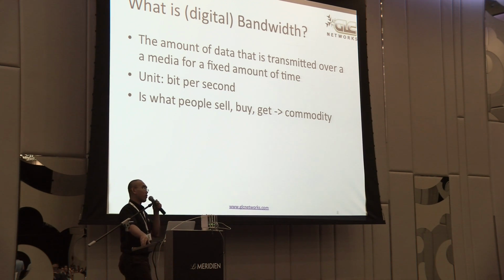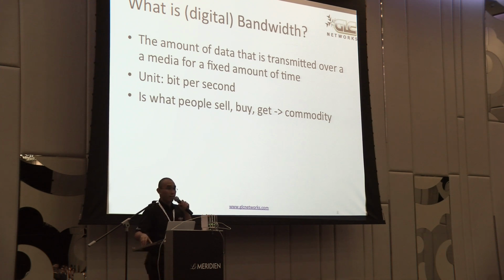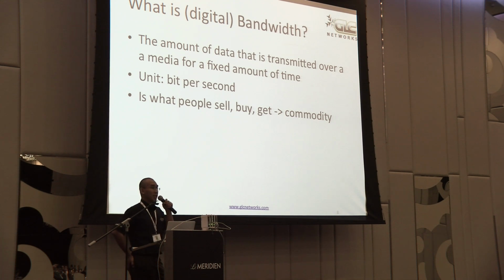So bandwidth is what people sell, consume, buy, and get. If you see operators offering their services, usually they are offering bandwidth. You can have an internet connection, and here's the bandwidth: maximum you will get 3 megabit per second, 4 megabit per second, and so on. So bandwidth is like a commodity currently. We are not charging you based on how many pages you open or how many movies you download. We are measuring based on how many bits you have downloaded so far.